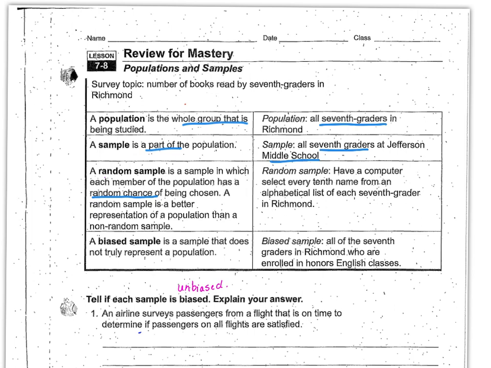So, these are the good ways to have a random sample. You have a computer select every 10th name from an alphabetical list of each 7th grader in Richmond. And like you guys know, at school here we have random drug testing. They can't just say, oh, I'm going to select this person because I know they're going to be good. Everybody's name is put into a computer, and the school doesn't even do this. It's from an outside company, and it spins out random names. So everything has to be randomly selected.